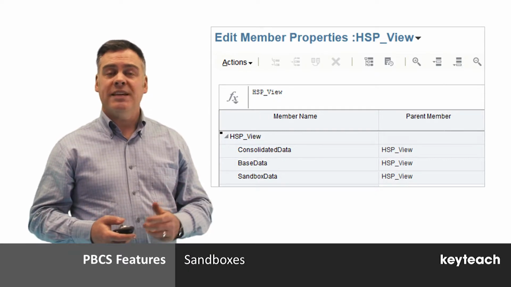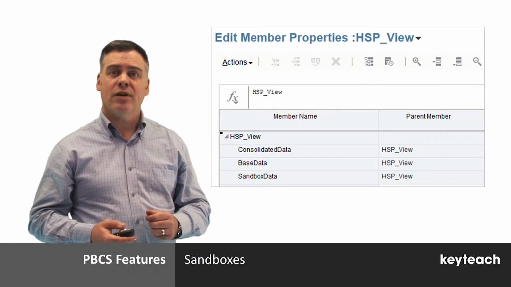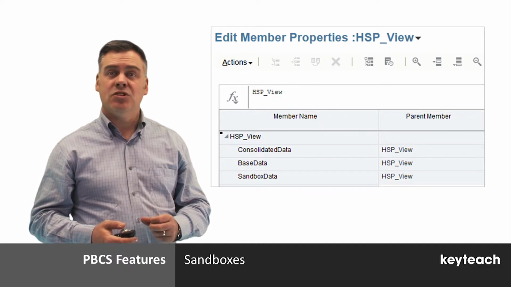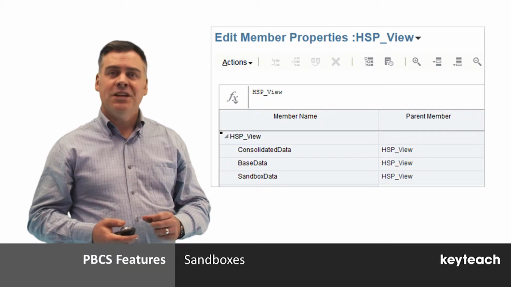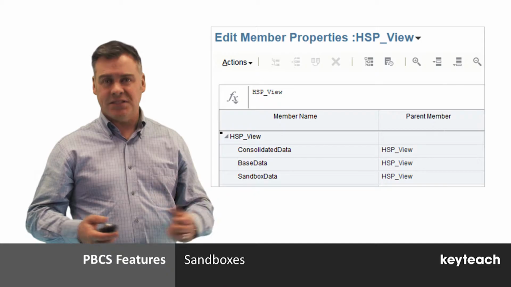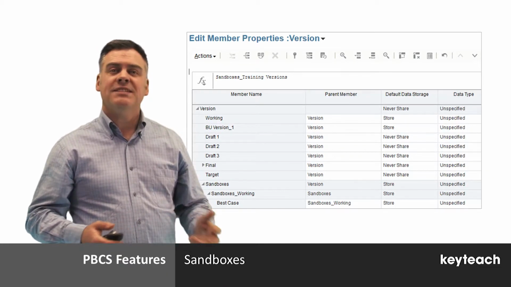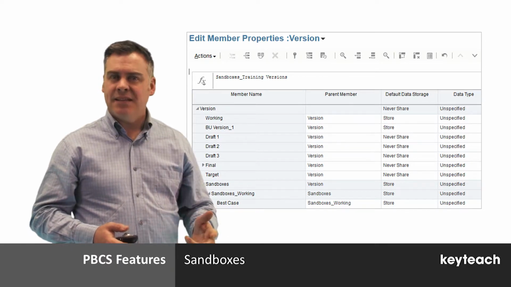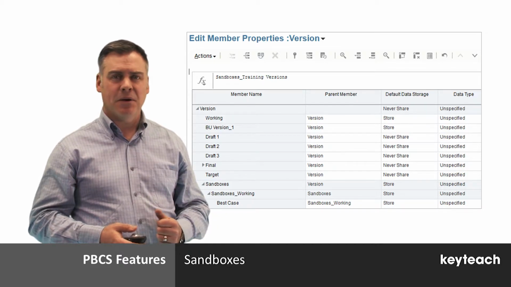An additional property is also used for the version dimension members when sandboxes are enabled. This Enable Sandboxes property can be used to choose which versions sandboxes can be created for. You may wish to enable this functionality for all versions or for a selected subset. When sandboxes are enabled, a new Sandboxes member is added to the version dimension as well. As sandboxes are created, dynamic members are added beneath this member.